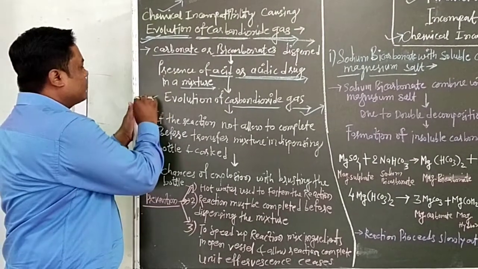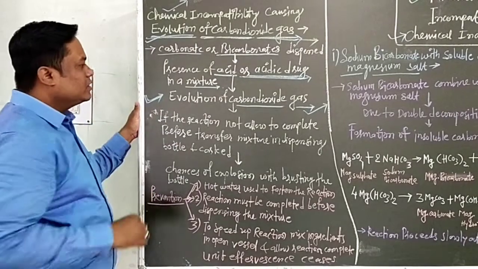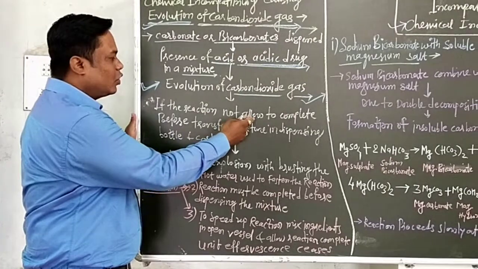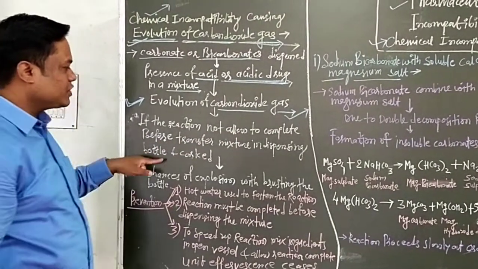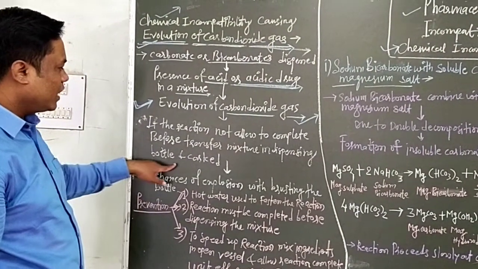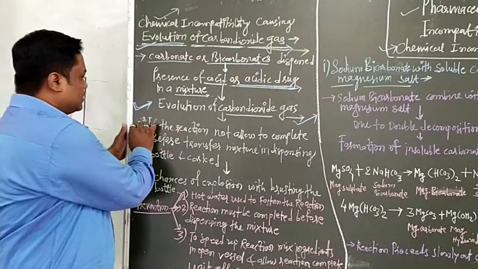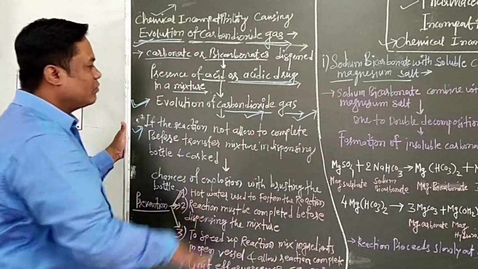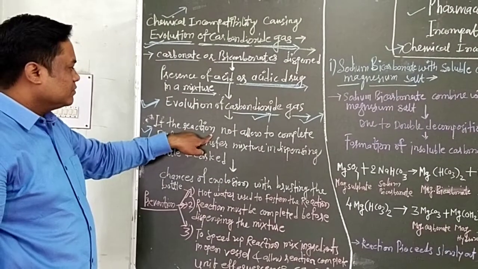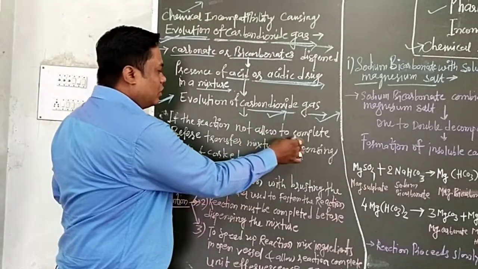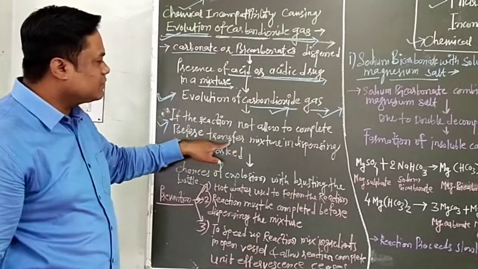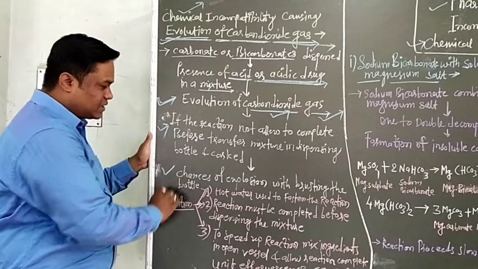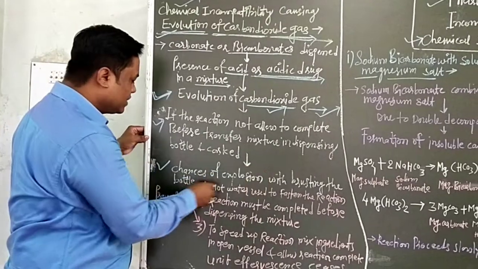This liberation of carbon dioxide gas creates problems in the mixture. If the reaction is not allowed to complete before transferring the mixture into the dispensing bottle and corking it, and the carbon dioxide is not completely liberated from the mixture, then what will happen? There are chances of explosion, with bursting of the bottle.